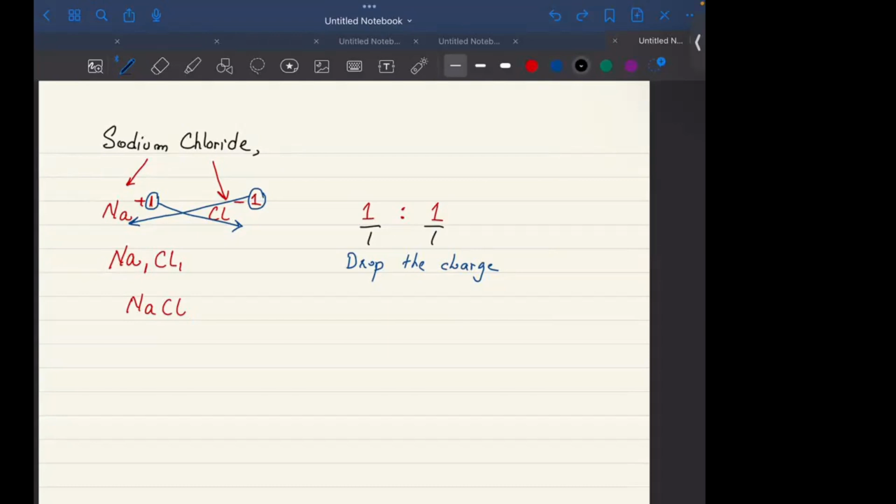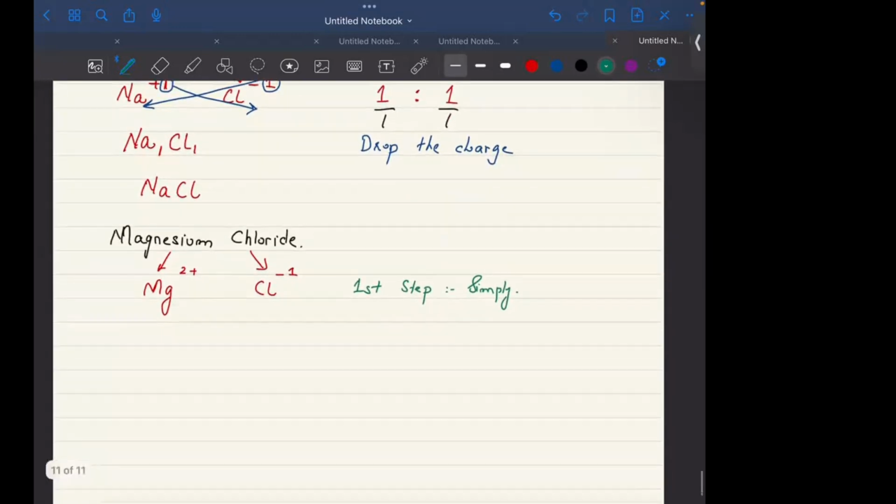Just wait and let me give you another example. It won't be understood like this. Magnesium chloride. In order to make the formula of magnesium chloride, first you have to see the cation. Magnesium is from group 2, the symbol is Mg, and it has a charge of 2 positive. Chloride is from chlorine, which is from group 7, and it has a charge of -1. Your first step is to simplify the values of the charges. Simplify or take the common ratio between 2 and 1.